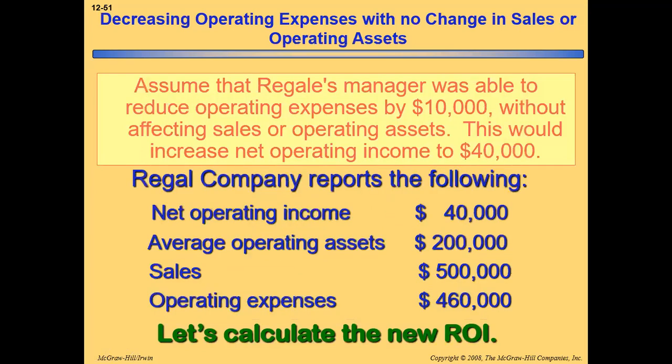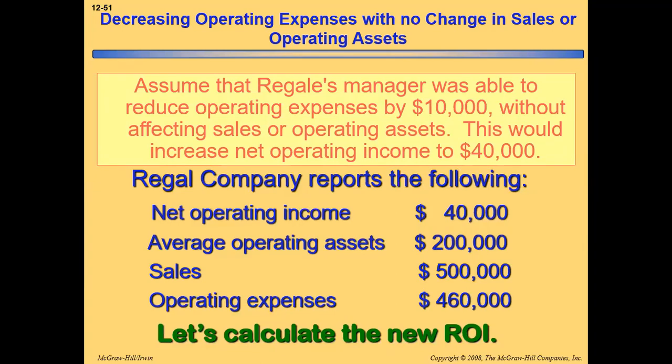Okay, then let's again do this one also. Decreasing operating expense with no change in sales or operating asset. Assuming that Regal manager was able to reduce operating expense by 10,000 without affecting sales or operating asset, this would increase the net operating income to 40,000. So what will be the new ROI?